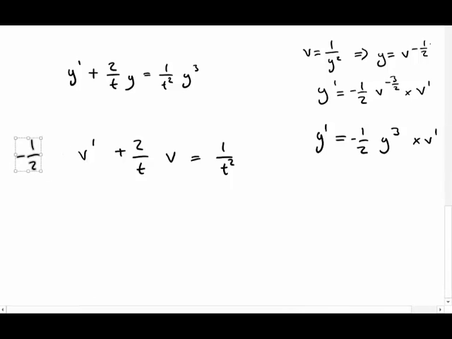The only other thing that I want to do, just for tidying up's sake, is make the coefficient in front of the v dash, the first derivative, equal to 1. So in other words, I'm going to multiply through by minus 2. If I multiply through by minus 2, that becomes a plus 2 over 2, so that cancels. This then becomes a minus 2 times 2, which is 4, and then this becomes minus 2 over t squared. Then this is just now my standard first order linear differential equation.